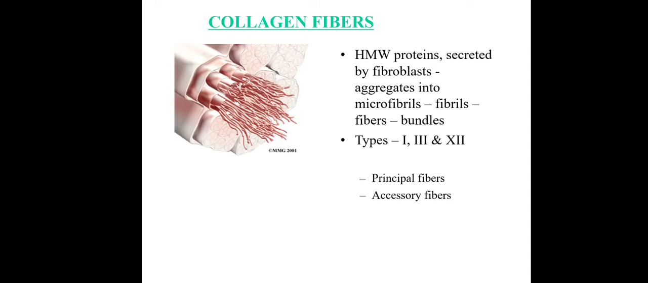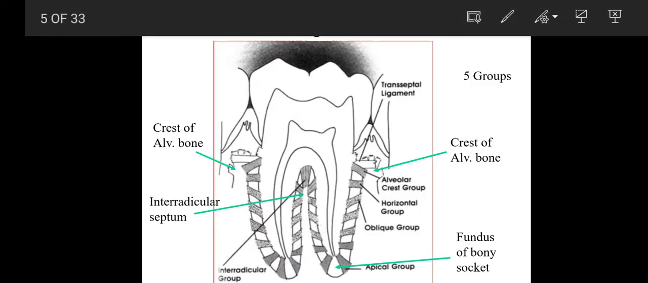The major types of collagen present in the periodontal ligament are type 1, type 3 and type 12 collagen fibers. Type 1 collagen is the most abundant type of collagen present in the periodontal ligament. We can divide these collagen fibers based on their functions into two types: principal fibers and accessory fibers of the periodontal ligament.